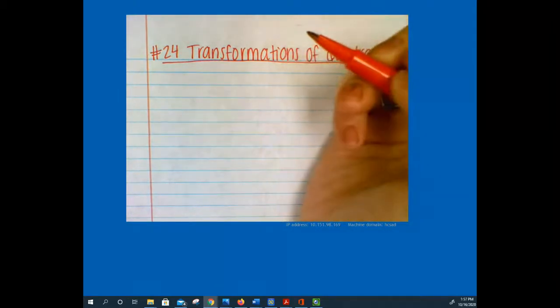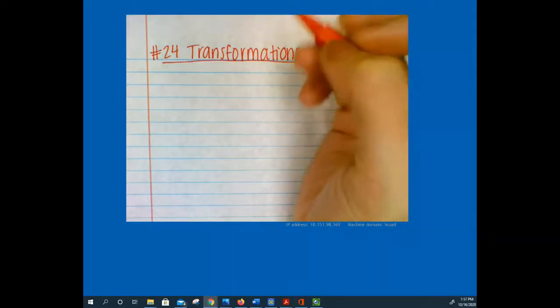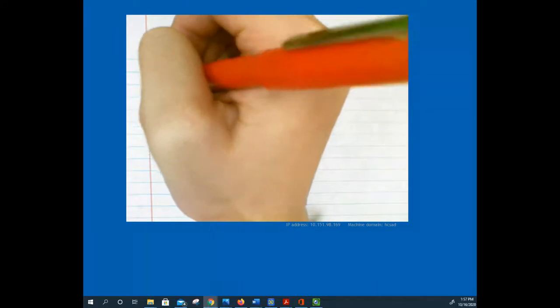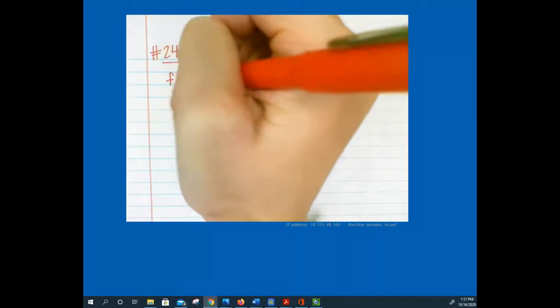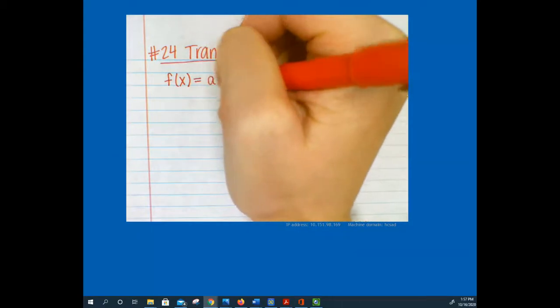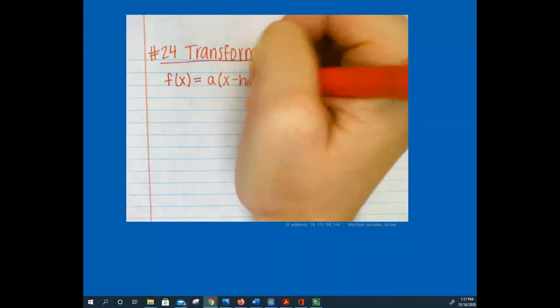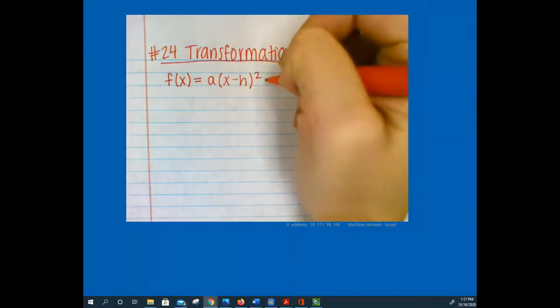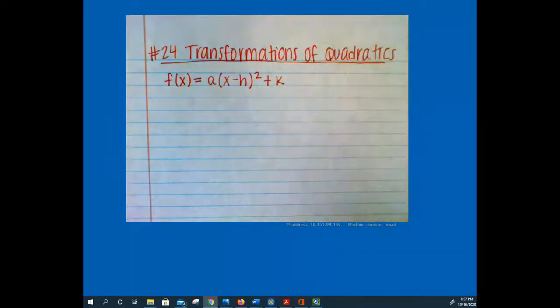So our general form of a quadratic function, one of the forms, there's a bunch, this is probably going to be new to you, looks like this: f of x equals a parenthesis x minus h squared plus k. And there are different things that are going to happen to that parabola, and we're going to use that to figure out what actually happens in shifting quadratics.